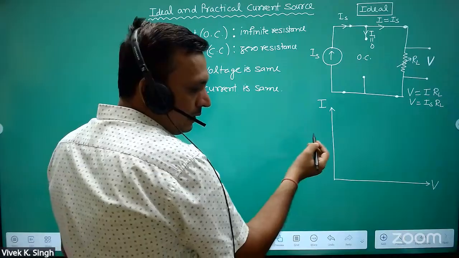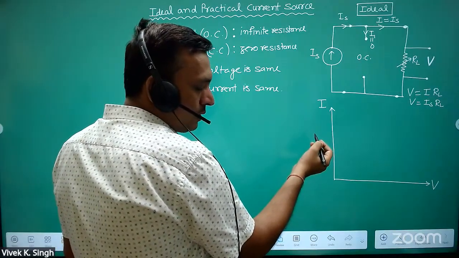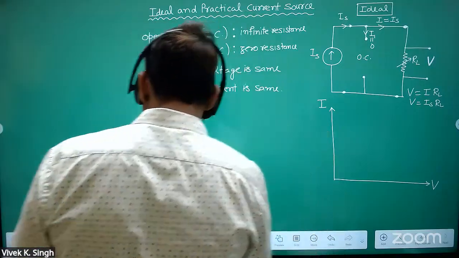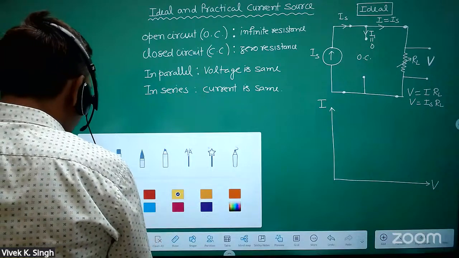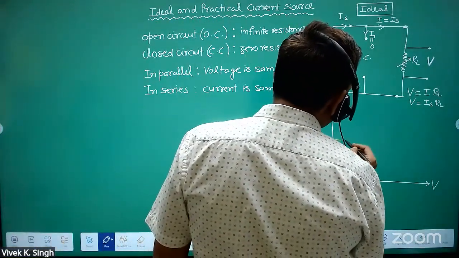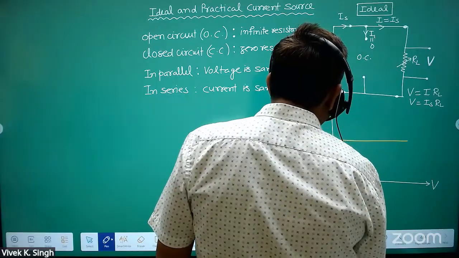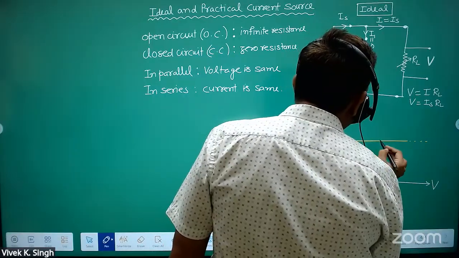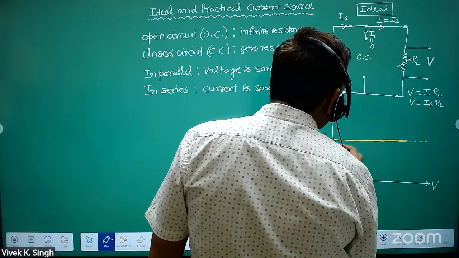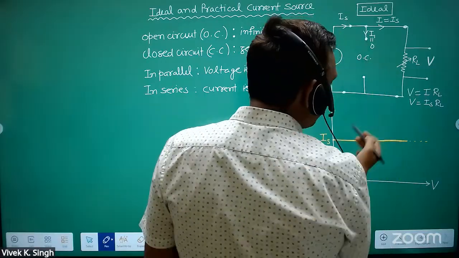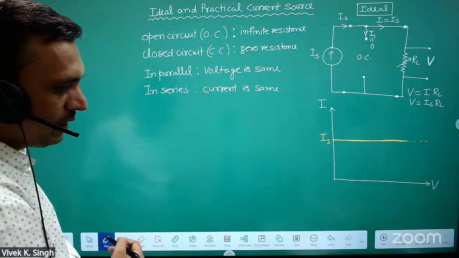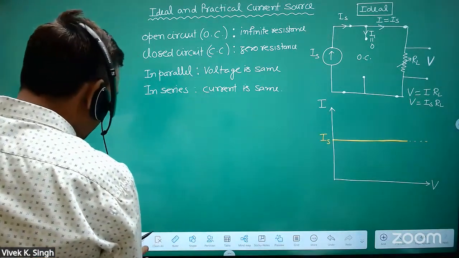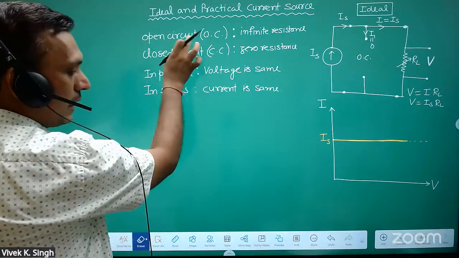But what will be current? Current delivered by the source? बोलो. Constant. Constant value. So this current will not change. This value is IS. This is the ideal situation. I am taking this parallel resistance is infinite. ठीक है? Clear? No issue doubt. Can I erase it?